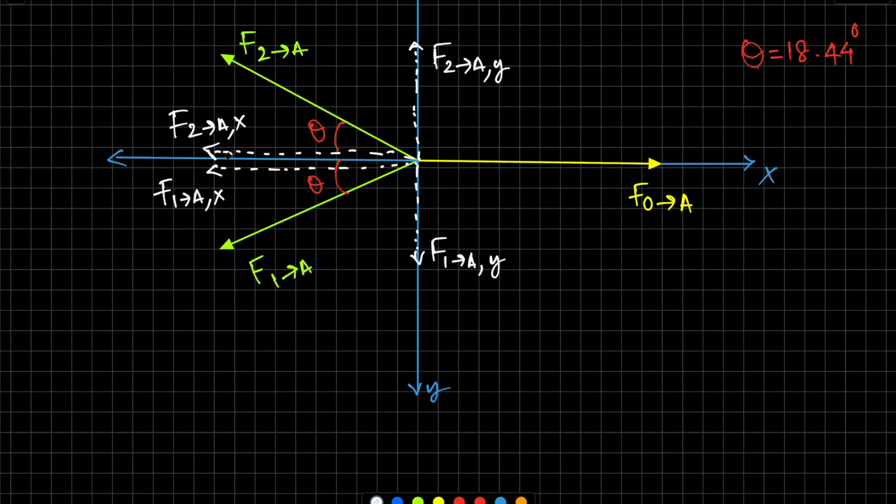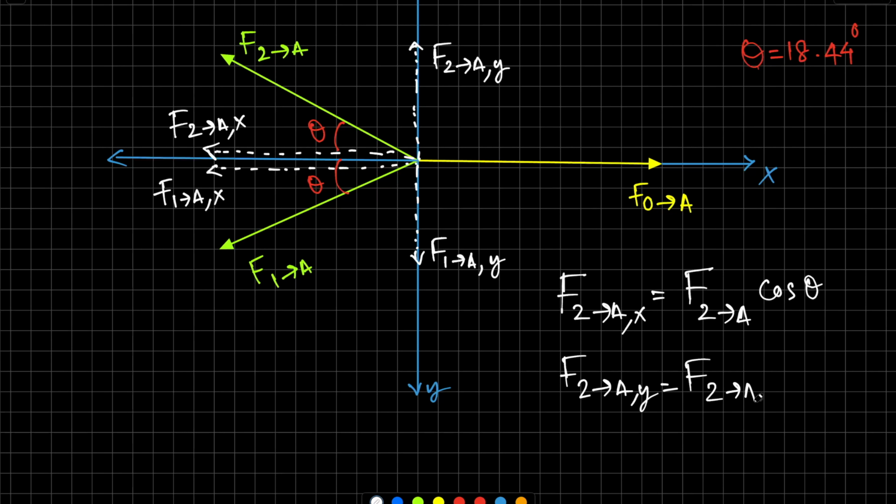So how do you find F2 to A x component? In this picture, you can see theta is touching the x component. If theta is touching a component, that component is the main vector, which is F2 to A cosine theta. So what about F2 to A y then? Y component is not touching theta, right? So that is F2 to A sine theta.